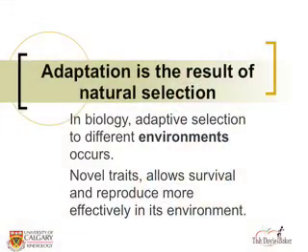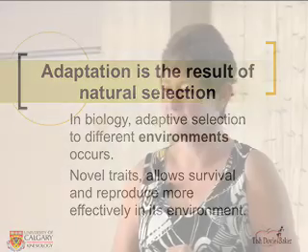So adaptation occurs, all right? That happens in terms of what we refer to as natural selection. So in biology, we look at adaptation from the perspective that we change in different environments. So adaptation, selection to different environments. Those novel traits allow survival and reproduce more effectively in an environment. And that produces, quite often, an entirely different animal.